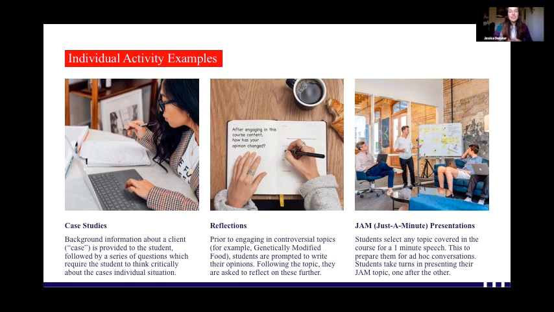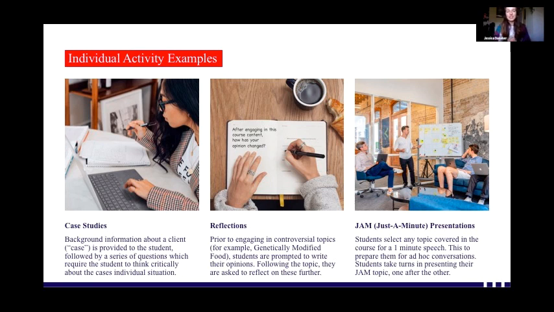With reflections, another individual activity, prior to engaging in particularly topics that were controversial, such as genetically modified food, I would ask students to write down what their opinions were of these topics. And then following the topics, I would ask them to reflect further. So had their opinions changed? How so? And it wasn't something that they necessarily had to share with the class. It was a private task. But I thought it was a really great one to get them thinking about the topic before they listened to it, and then reflecting on it afterwards and coming up with their own informed opinions.